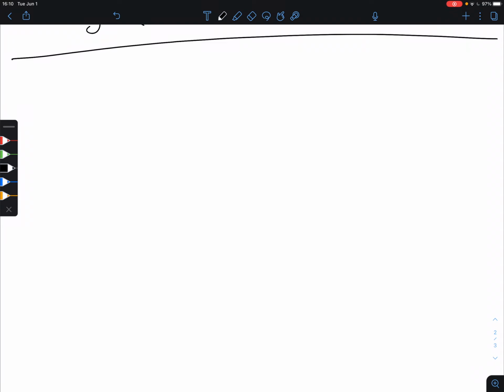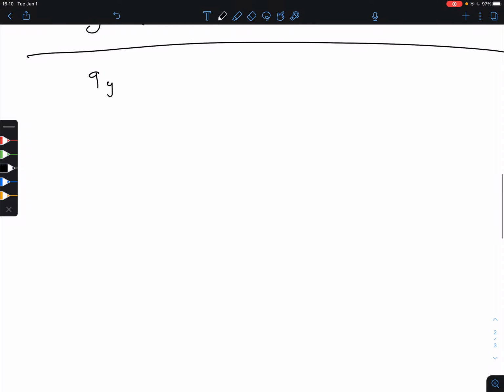Let's do this one here. 9. That's a 9, not a G. 9y double prime plus 6y prime plus y is e to the minus x over 3 times minus 4x plus 4x squared.